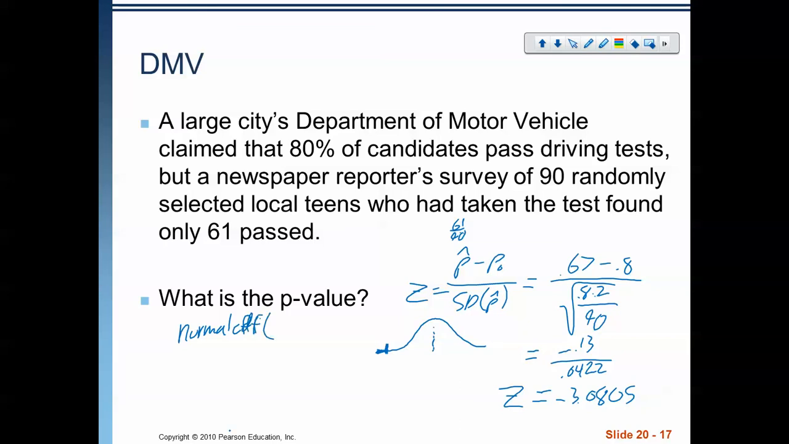And remember, we want to do lower comma upper. So our lower is negative 10 and our upper is negative 3.08. Remember, it's a lower bound and an upper bound. And when we do that value, it will tell us what our p-value is. Negative 3.08. And that value is 0.00103.